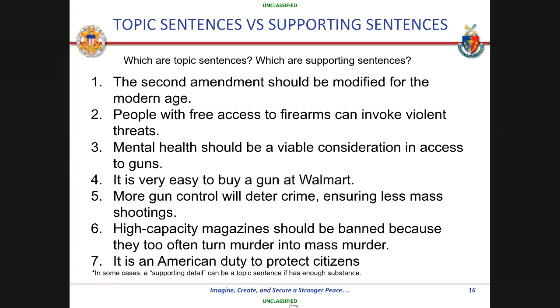Tell me why it could be both. Depends on the subject. If you discuss international policies and you provide one example, and then you go to the United States case, you can say, well, people with free access to firearms, meaning United States, can invoke violent threats. And then you provide a list of examples of how it has happened. So it depends on the context. I think I could very well develop this part in a certain context.